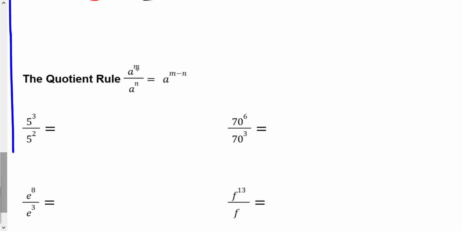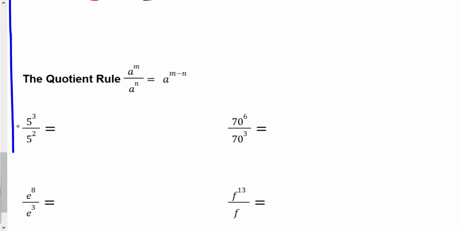If you have an A on top with an exponent, and then you have the same base, let's just call it an A on the bottom with a different exponent, what would you do with the exponents in your brain? Subtract. Now, which one do you put first, the top exponent or the bottom exponent? You can see that the M is placed first and the N is placed what? Second. So you want to make sure that you pay attention to that order.